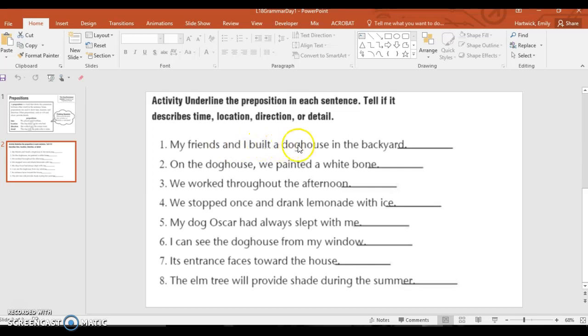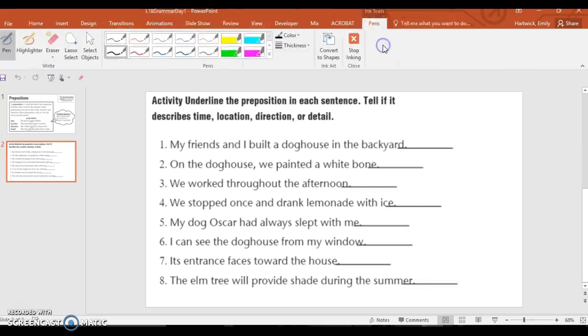So my friends and I built a doghouse in the backyard. So again, it says underline the preposition in each sentence and tell if it describes a time, location, direction, or a detail. So after you click review, start inking. I like the highlighter, that works for me. So we know that "in" is a preposition, and it tells us a location because it's in the backyard.